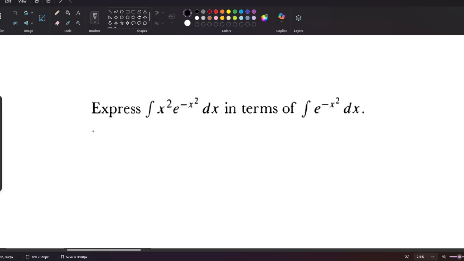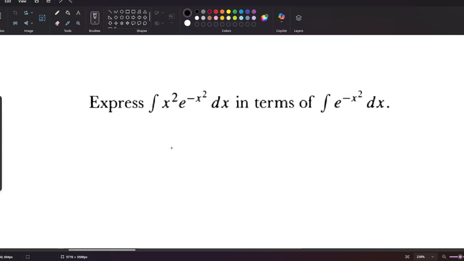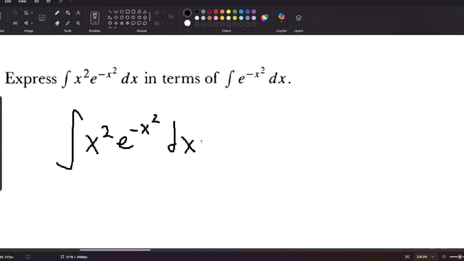So the first problem here is expressing the left integral in terms of the right integral. If we were to write it down, you can see that this is easily solved by integration by parts. Let's bring out minus 1/2 here, because if we look at e to the power of minus x squared and differentiate it, we'd have minus 2 times x times e to the power of minus x squared. So this is really handy for this purpose.